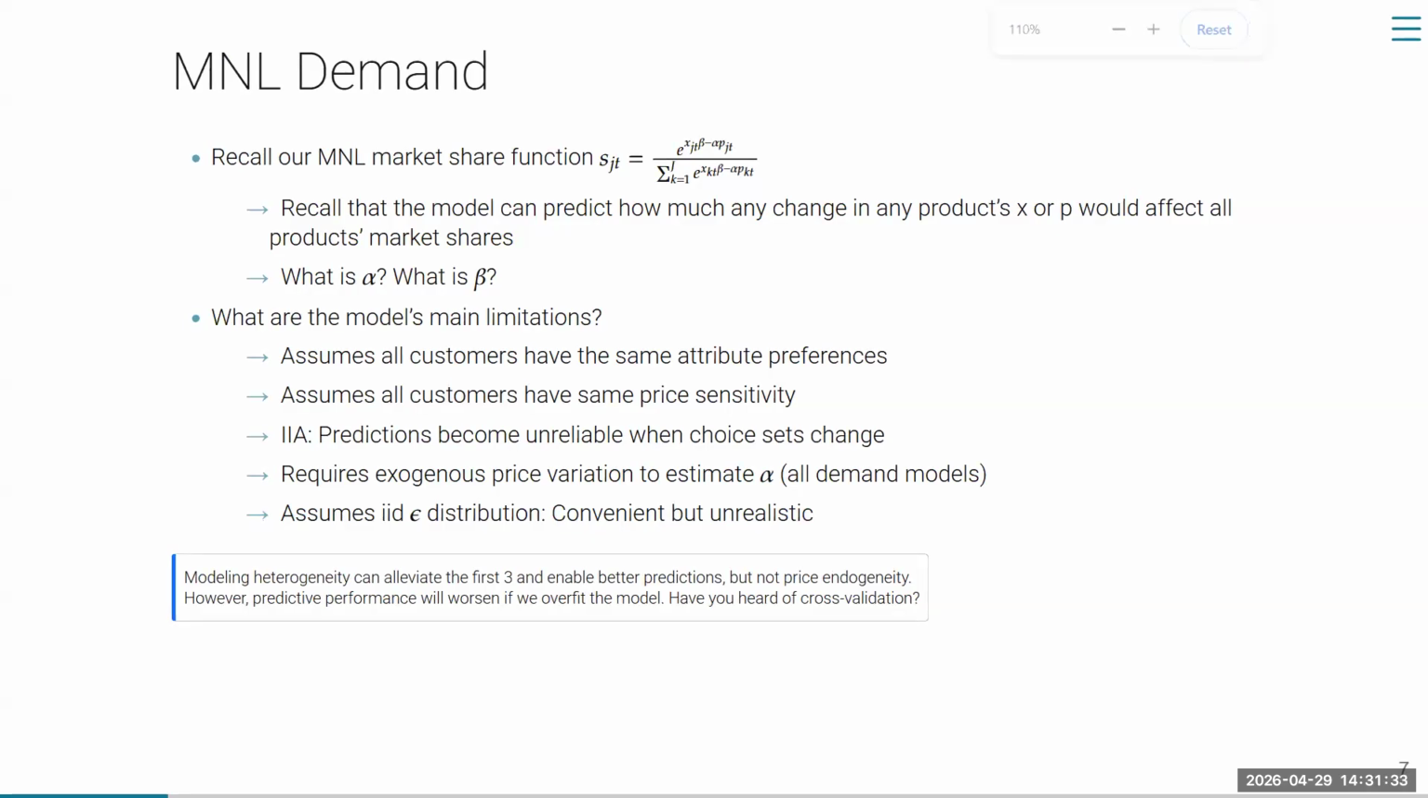So before we add heterogeneity to the model, I'm going to give a 5-minute review of the multinomial logit model, or maybe this is 3 minutes.